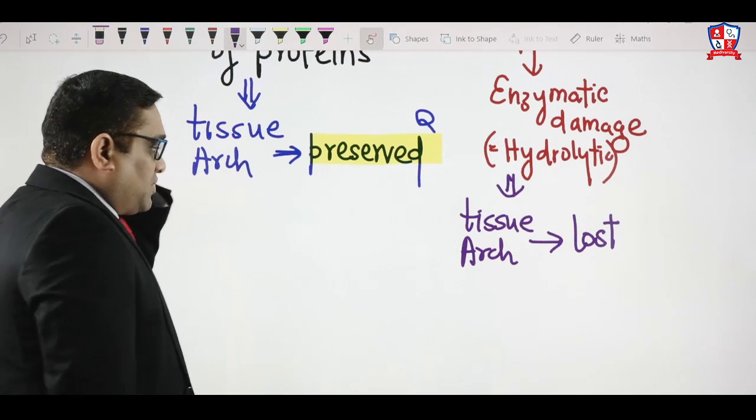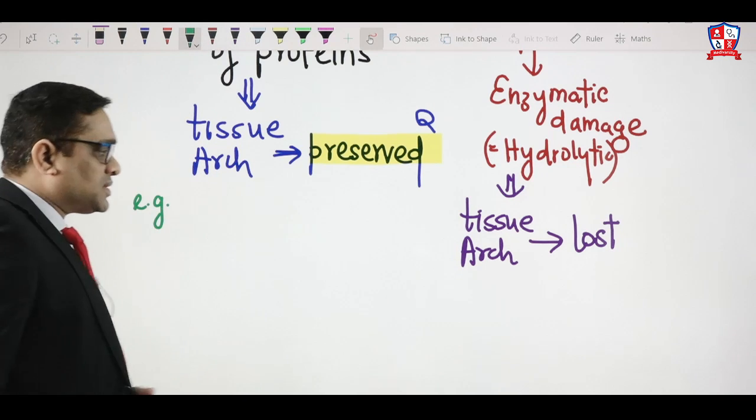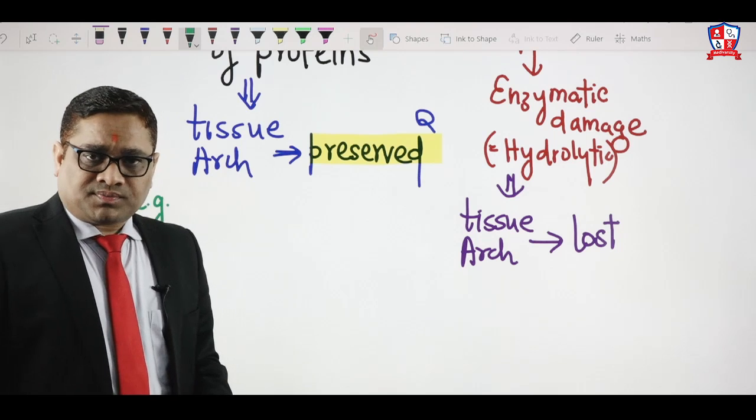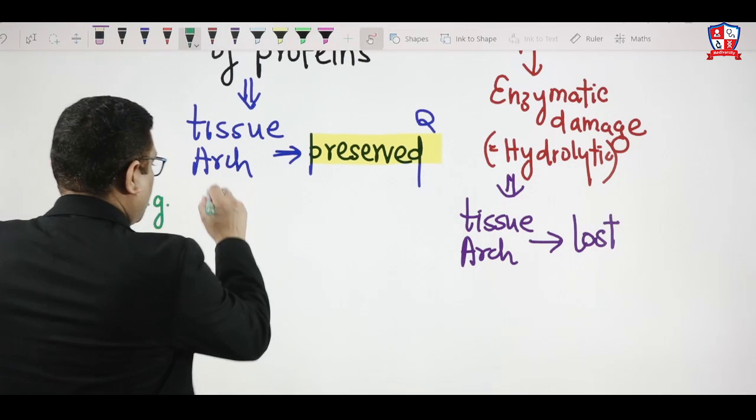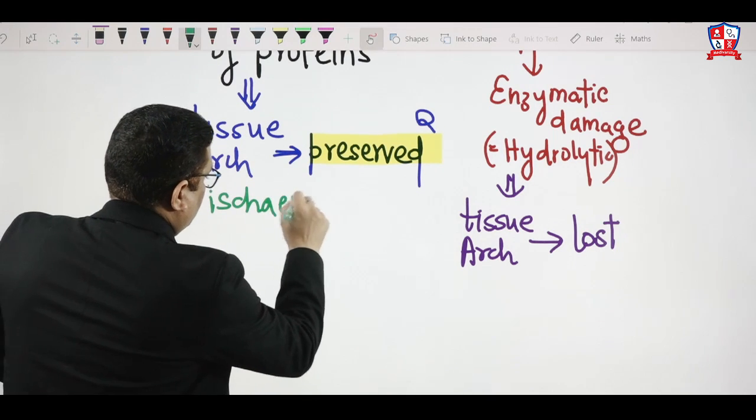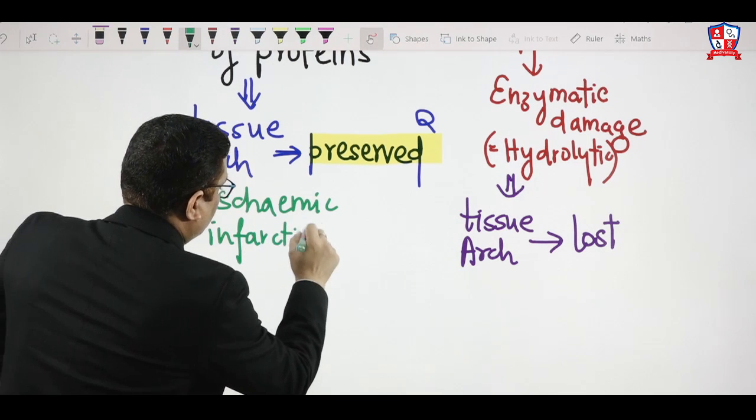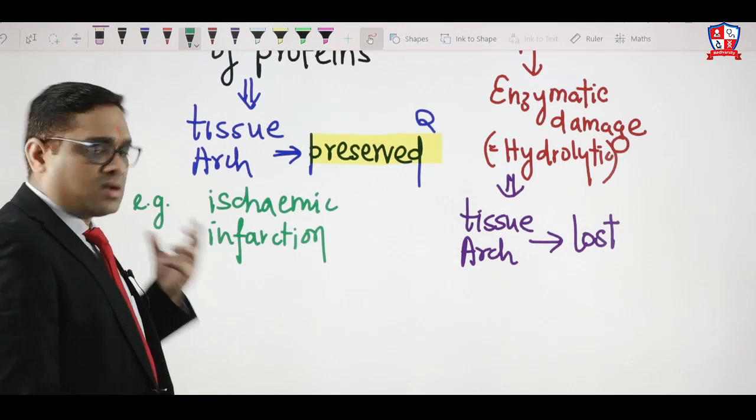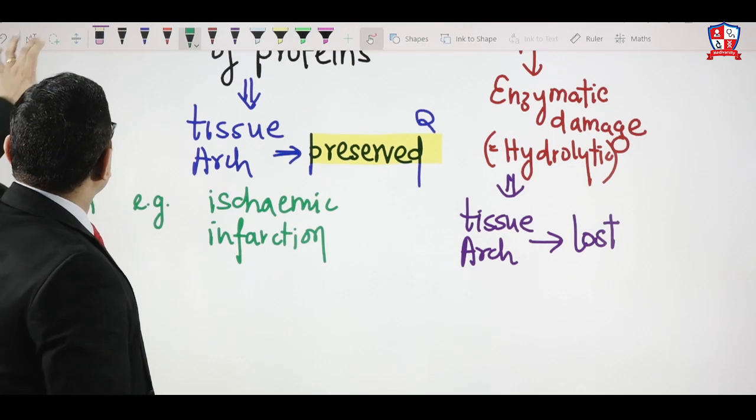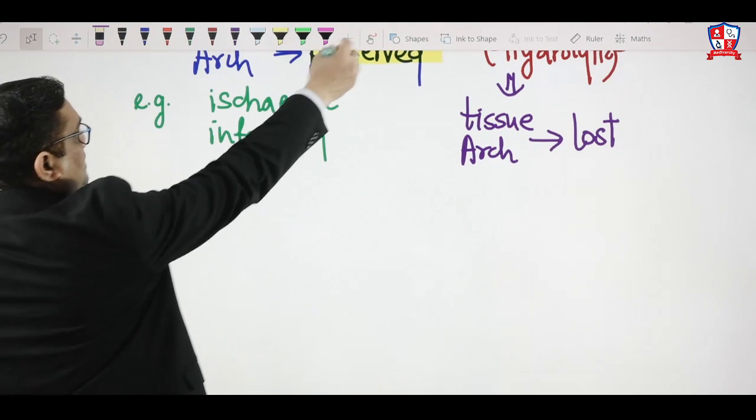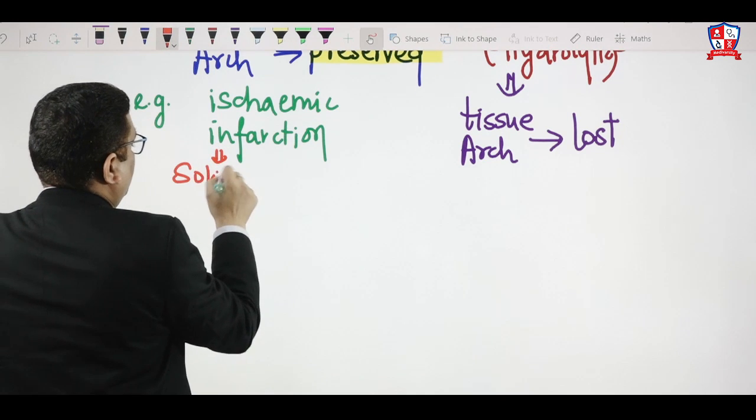Now we will see what are the examples of coagulative necrosis. Coagulative necrosis is seen in ischemic infarction of the solid organs. Hypoxia and ischemia are the basic root cause for coagulative necrosis, and it occurs in ischemic infarction of solid organs.